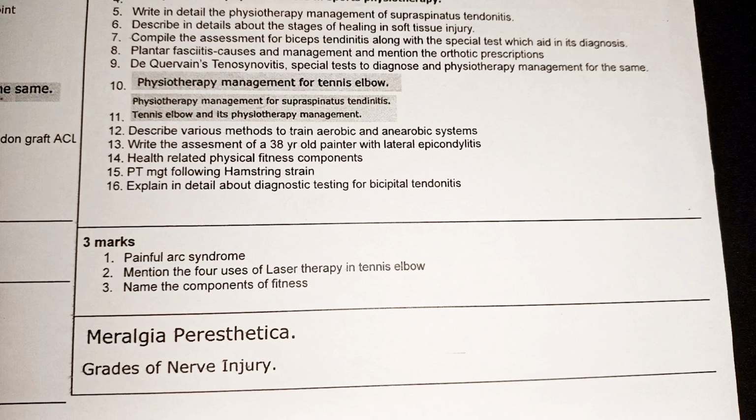Now coming to the important 3 marks. The first one, painful arc syndrome. Second one, mention 4 uses of laser therapy in tennis elbow. Third one, name the components of fitness. It is repeated again and again and it is a very important 10-mark question. And the next 2 questions are meralgia paresthetica and grades of nerve injury.